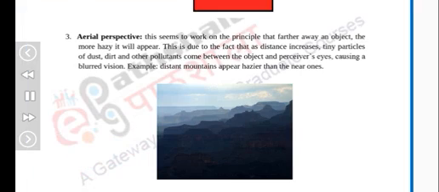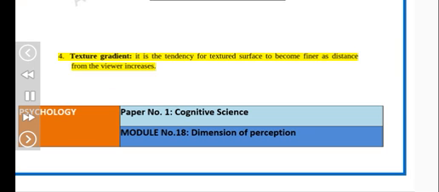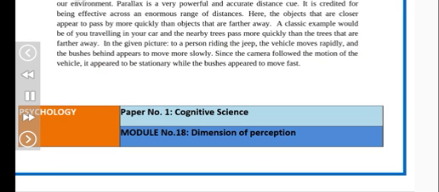4. Texture gradient. It is the tendency for a textured surface to become finer as distance from the viewer increases. Example: the texture becomes finer as the distance increases from the viewer. 5. Accommodation. Accommodation is the ability of the brain to use information about the changing thickness of the lens when one looks at an object that is placed close or far away.